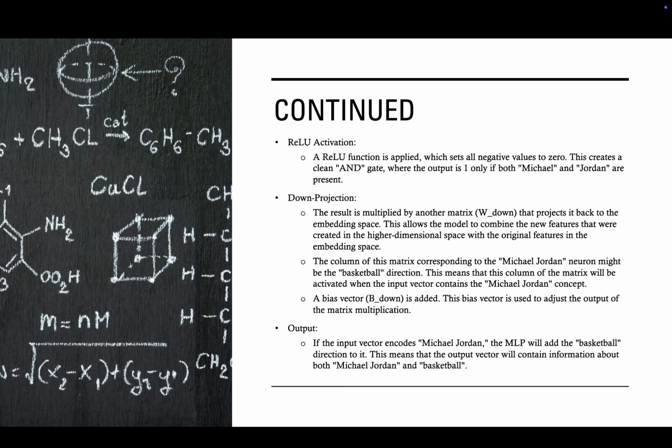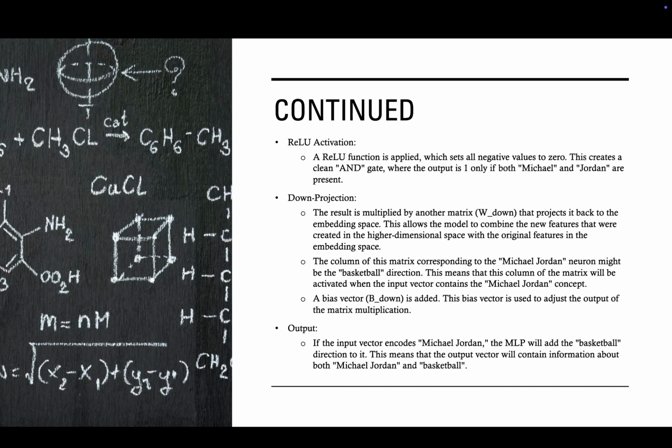Now, a ReLU function is applied, which sets all negative values to 0. This creates a clean AND gate where the output is 1 only if both Michael and Jordan are present. This result is multiplied by another matrix that projects it back to the embedding space. This allows the model to combine the new features that were created in that higher dimensional space with the original features in the embedding space.